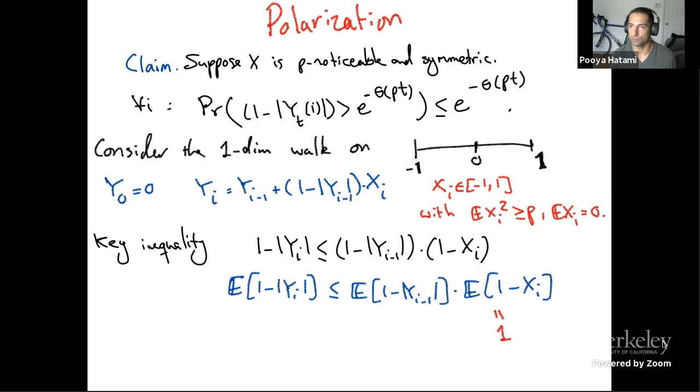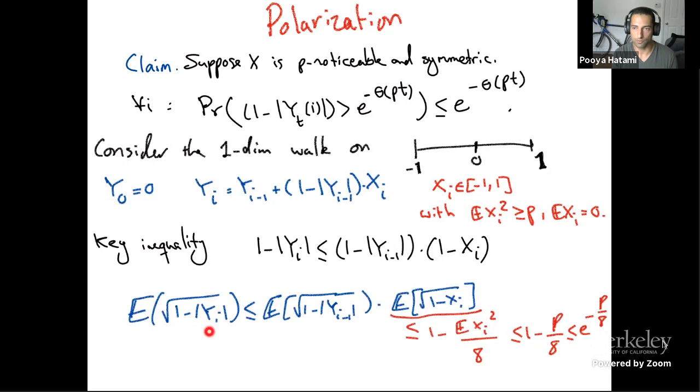The trick to do that is to take square roots and then do the same argument. So we take the square root of the distance from the boundary, and you can still use the independence to write it as this product. Now you have this expectation of the square root of 1 minus xi, for which you can write its Taylor expansion, which turns out to be all just different powers of xi with a negative coefficient.